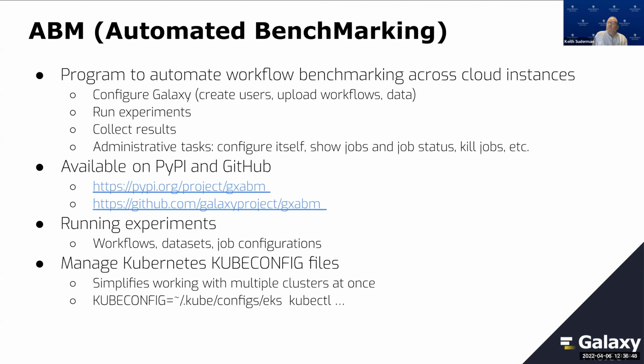So as I mentioned, we have a Python library. It's available on GitHub. You can look at the code there. We've also installed it to PyPI. So once you create a virtual environment for your Python, you can just say pip install gxabm, and it will be installed. So it handles most of the automation of Galaxy itself. It can configure Galaxy, create users, get an API key for that user, and upload the workflows and data that we need.